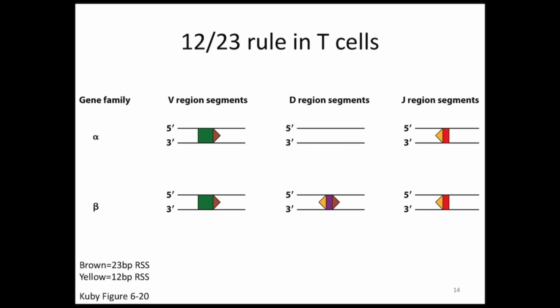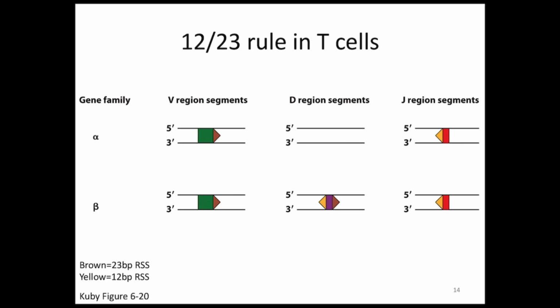But when we look at RSSs and think about the 12-23 rule in T cells, or when we look at RSSs just in general in T cells compared to what we see in antibody genes, we see something different. So what do you notice here that's different? What might be ringing some alarm bells as you look at this slide compared to what you saw if I showed you the same exact slide for B cells, what would look different? Abigail. The D region and the beta chain has two different RSSs.